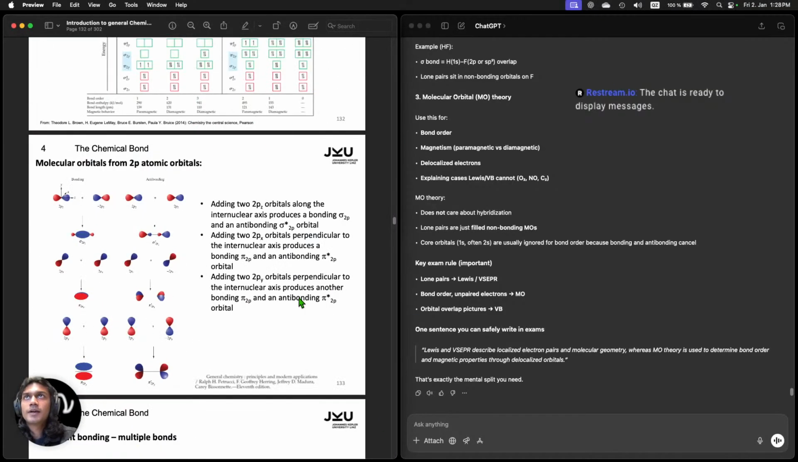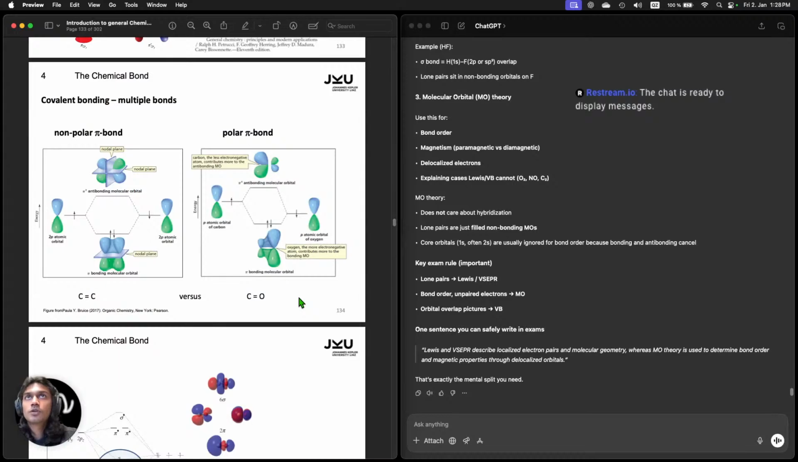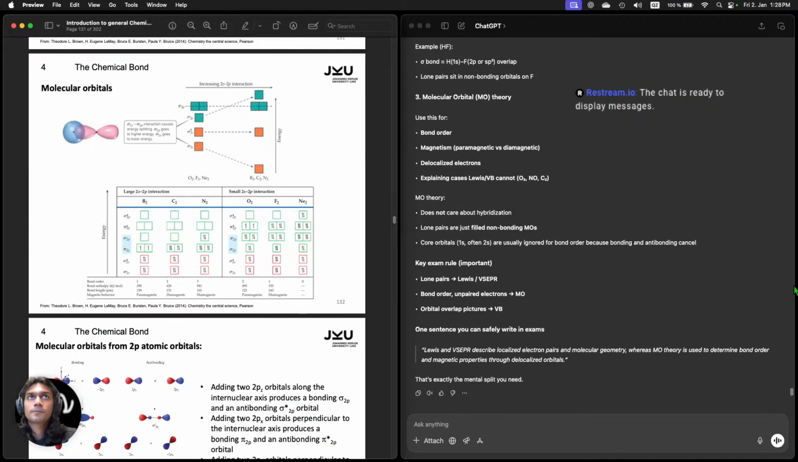So we got the valence bond, no, molecular orbital theory. Lone pairs, Lewis structure, valence, electron pairing, bond order, molecular orbital, orbital overlap pictures.